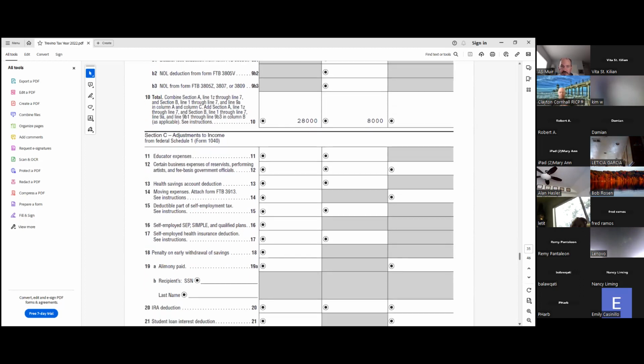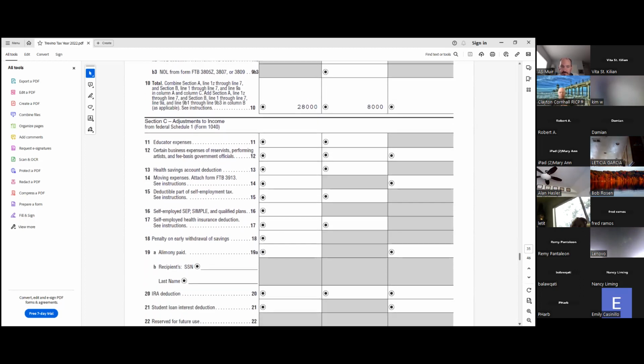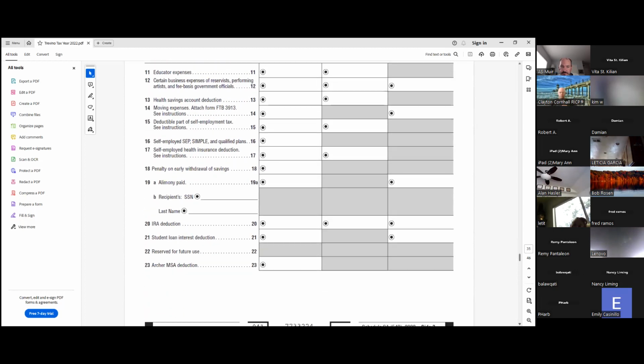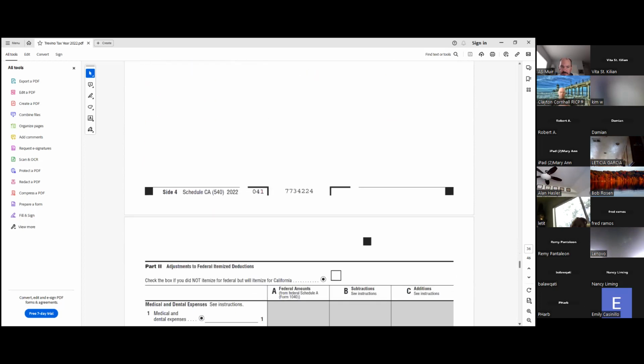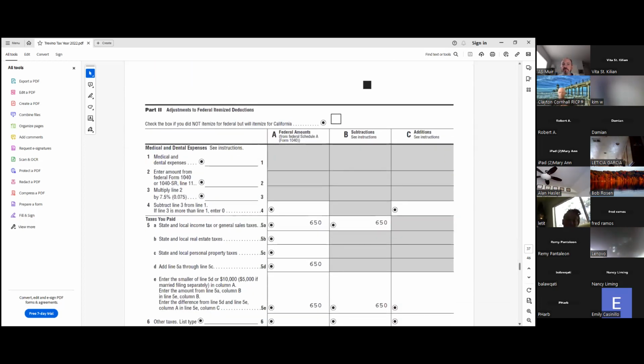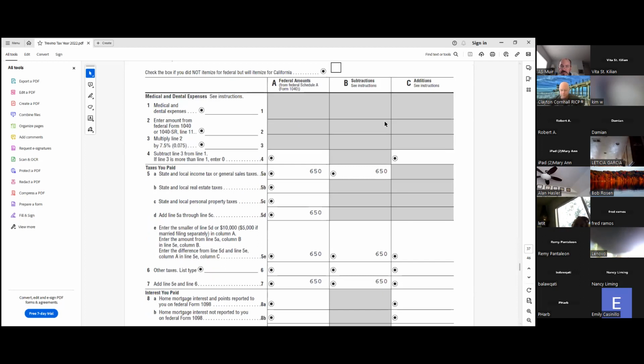Section C, more adjustments to income. And let me get down to the itemized deductions. Okay, so for itemized deductions, you may have a standard deduction on your federal return, and you may have itemized deductions on your state return. So you can see the various amounts. We start off with the itemized deductions from the federal return. This is done automatically. And here is a subtraction. In other words, the $650 of state tax is listed there in column B as in Bravo.